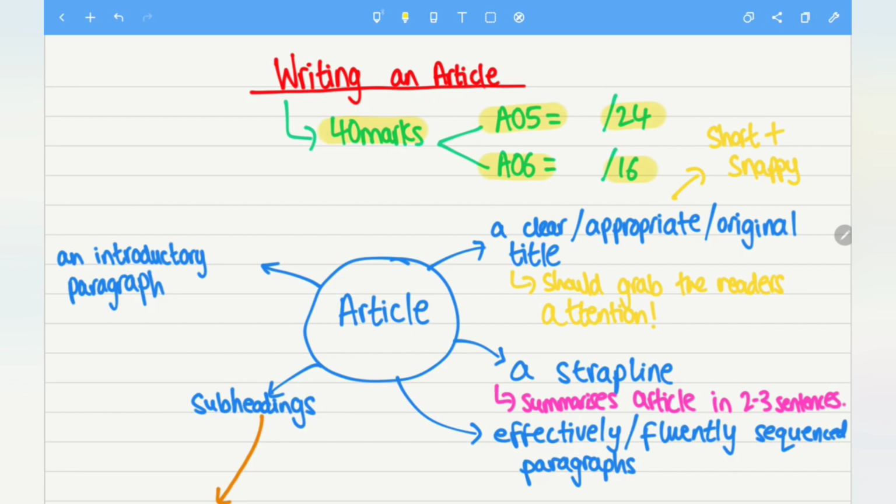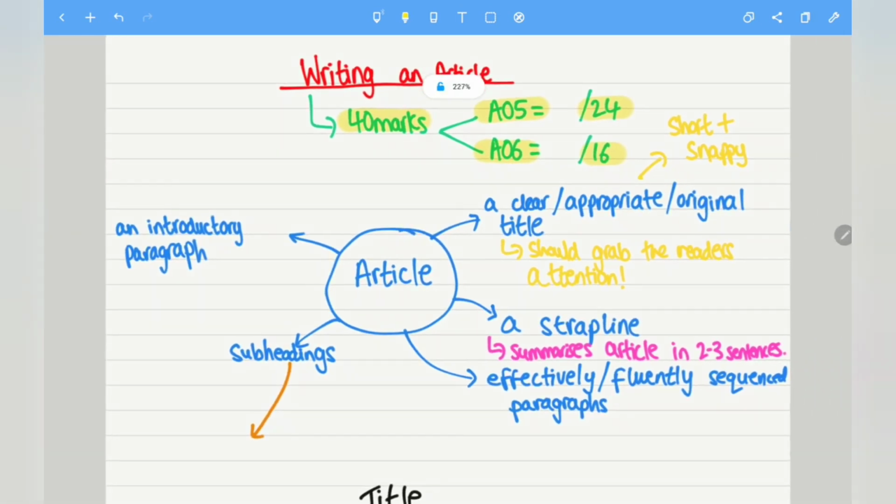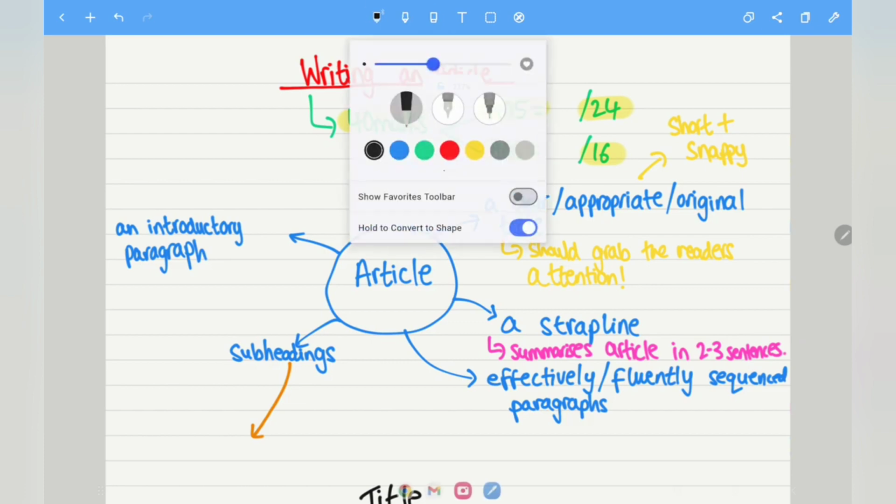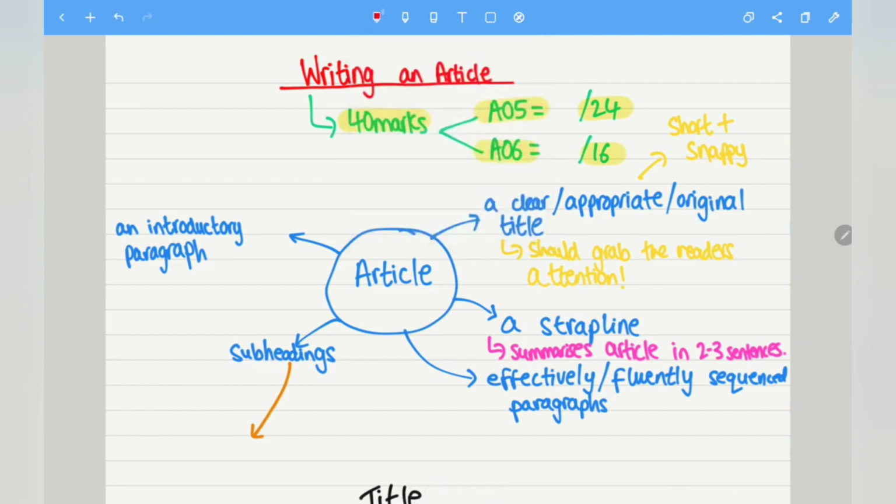Now, there are certain things you need to include when writing an article, and these include the following. So starting off with number 1, you must include a clear, appropriate original title, and this should grab the reader's attention. So it should be short and snappy, and it should preferably be alliterative or even using a pun. Number 2 is to use a strapline. So a strapline is again 2 to 3 sentences that will summarize the article.